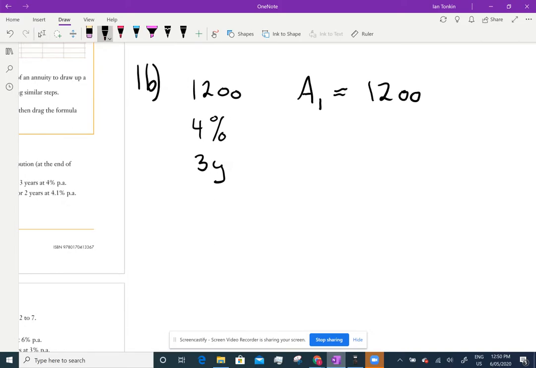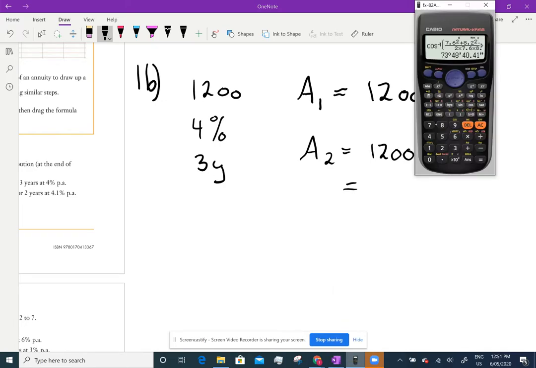There's 1,200. Saving for a car, for a holiday or something. It earns no interest because it has no time. At the end of the second year, my $1,200 has earned 4%, so times 1.04. Yeah. I know that they write 1,200 plus 4%, but it's easier to do that. So I've gone up 1,200 times 1.04.